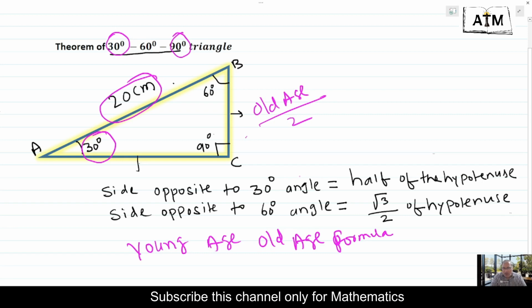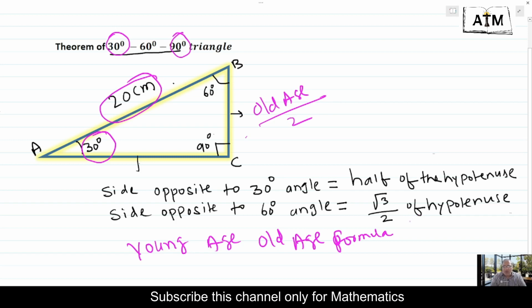So how to remember the formula? Young age to old age formula. At 30 degree, we have half the value compared to the grandpa. In your house, you have the grandpa and you. So your abilities, your power, your intelligence, all are considered to be half of the grandpa. Therefore, opposite to the 30 degree is half of the hypotenuse. Once you remember the hypotenuse, 60 degree can automatically be known. That is √3/2 times of hypotenuse. This way, I remember this formula and I call it the young age to old age formula.